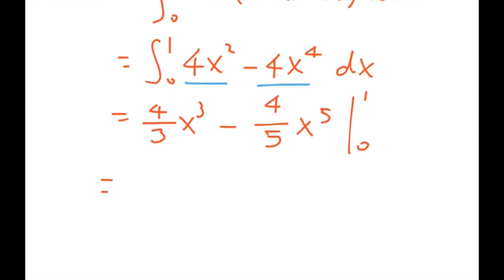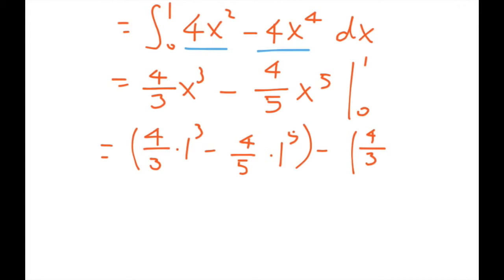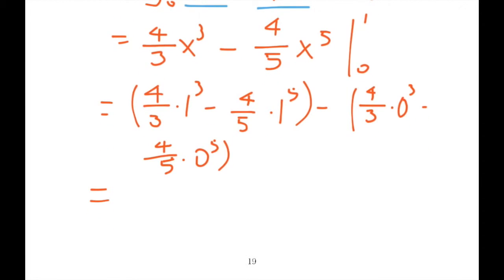And then, if we plug in the numbers, we will have 4 over 3 times 1 cubed minus 4 over 5 times 1 to the fifth, and then minus 4 over 3 times 0 cubed minus 4 over 5 times 0 to the fifth. And then if we do the calculation, it is equal to 4 over 3 minus 4 over 5. Simplified, it is equal to 8 over 15.